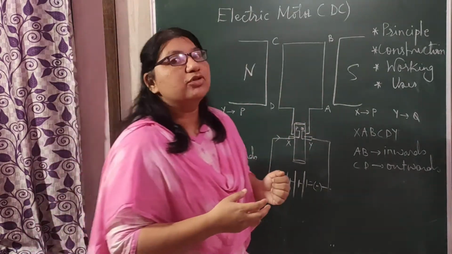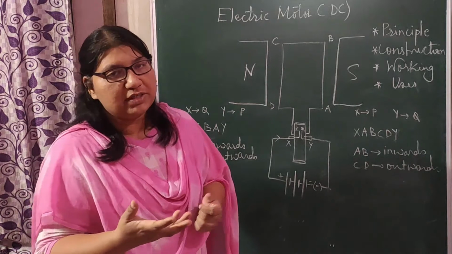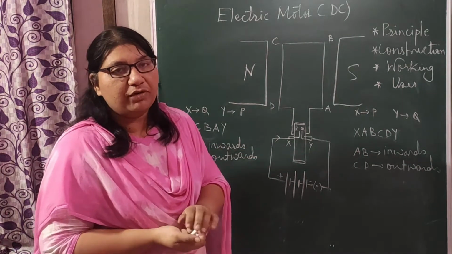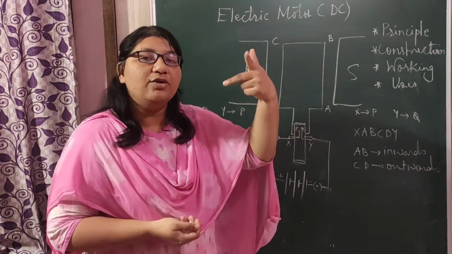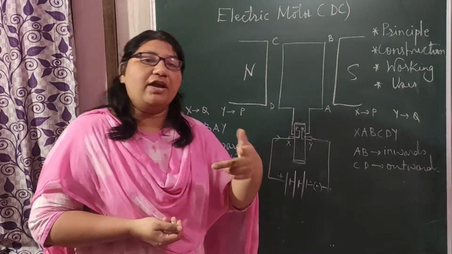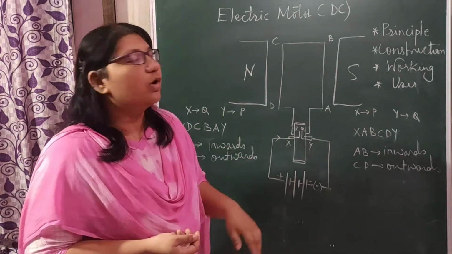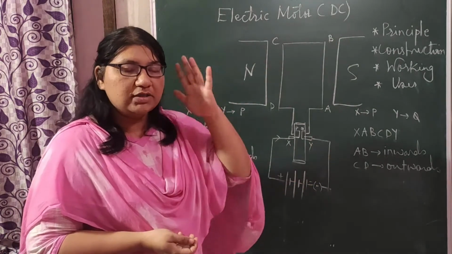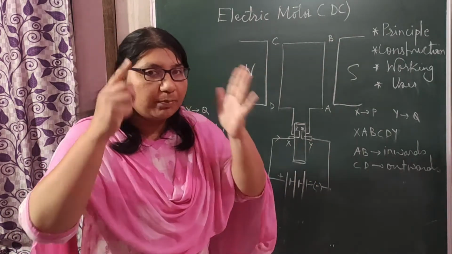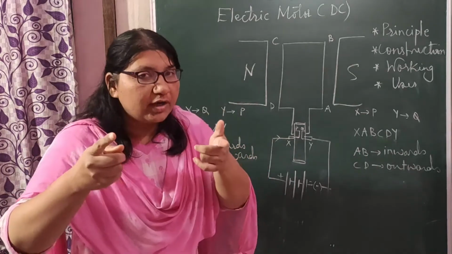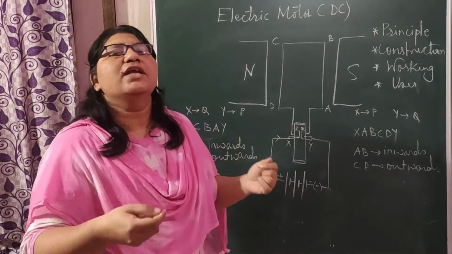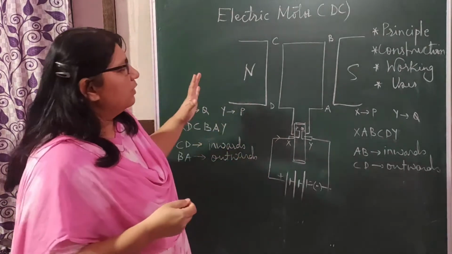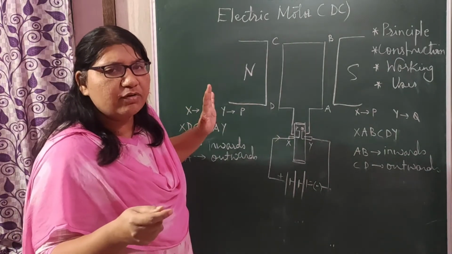And how will you come to know the direction of that force that it is going to experience in the magnetic field? You will know it by using Fleming's left hand rule. We will see that once we start with the working. Construction. Once the principle is known to you, on what principle it is based and what work it is going to do, we should know what are its parts. Now, simple basic parts we will discuss.